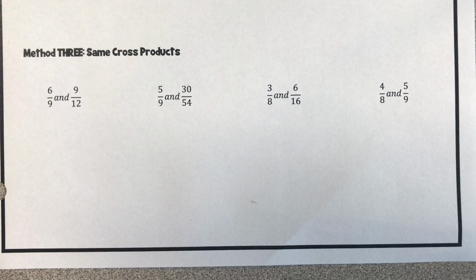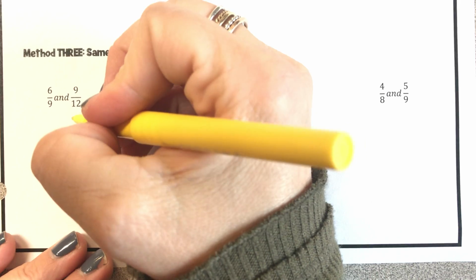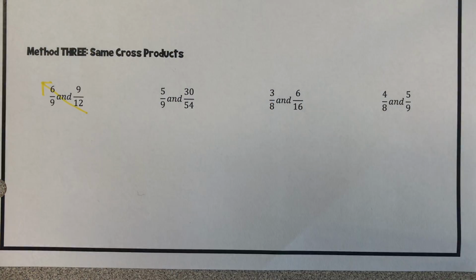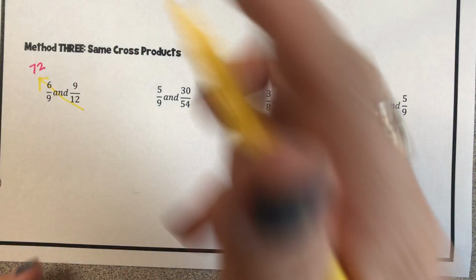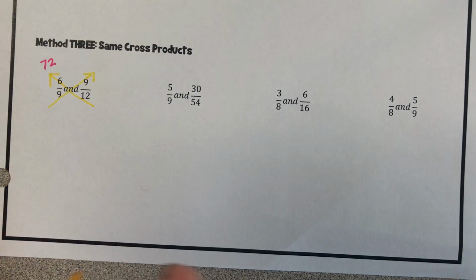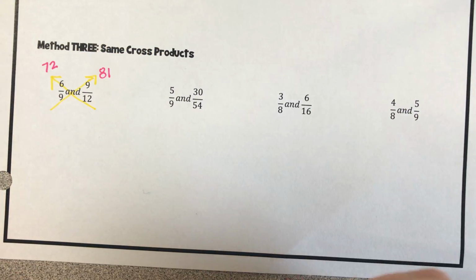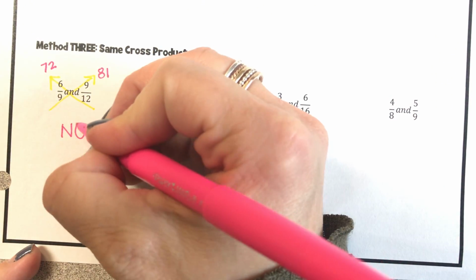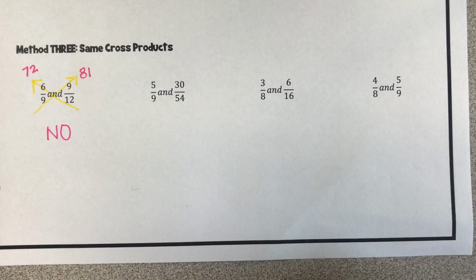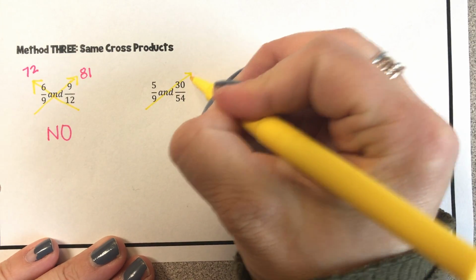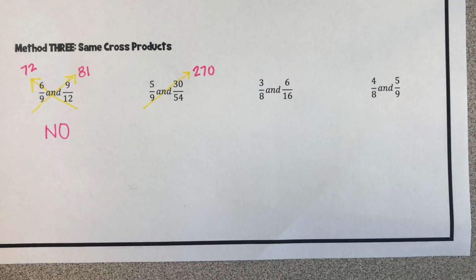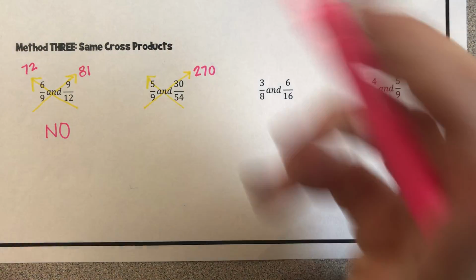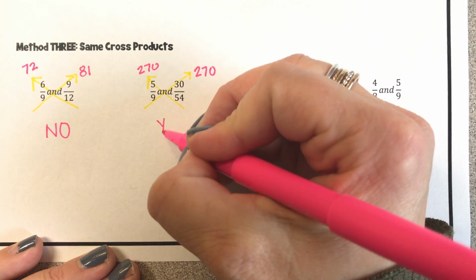Okay, it's called the butterfly or cross products. So here I can say, well, what's 12 times 6? Well, that's 72. And then 9 times 9 is 81. Do these have the same cross products? No. So therefore, they are not a proportion. Okay, so like here, 9 times 30 is 270. And then 54 times 5 is also 270. So this would be yes.